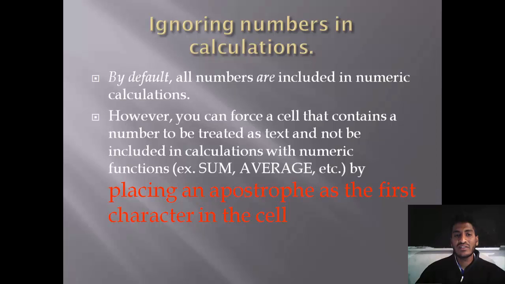Ignoring numbers in the calculation. By default, all the numbers are included in numeric calculations. However, you can force a cell that contains a number to be treated as text, not included in calculations with numeric functions such as SUM, AVERAGE, etc., by placing an apostrophe as the first character in the cell.